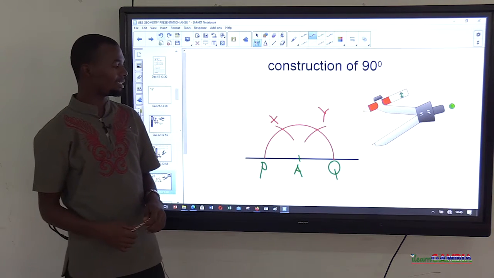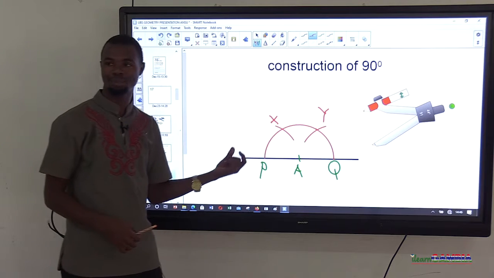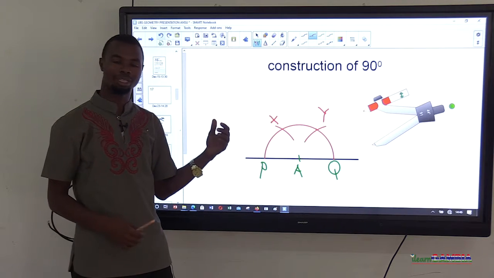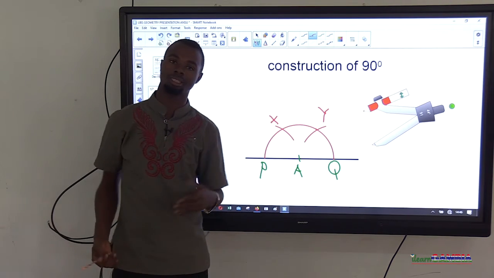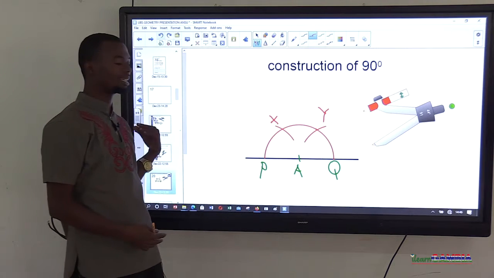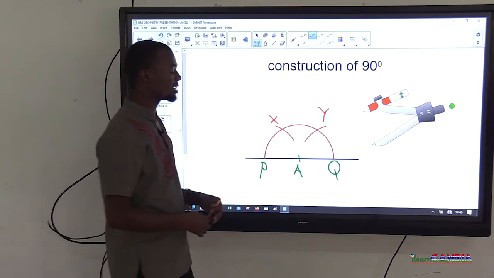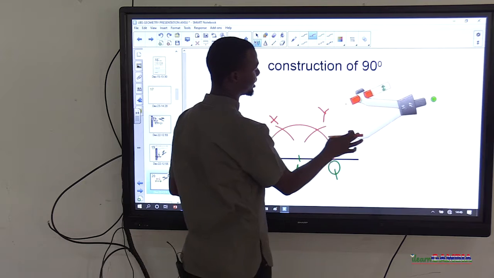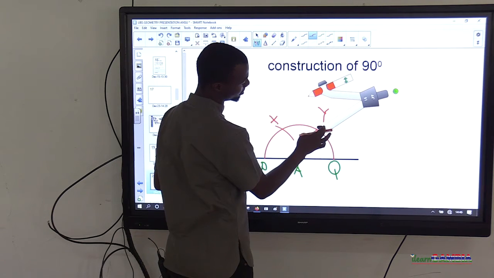So we want to get 90. We just bisect the 60 in the middle. We get 30 added to the 60 on one side and 30 added to the 60 on the other side. So we bisect the angle, 30 degrees, in the middle.